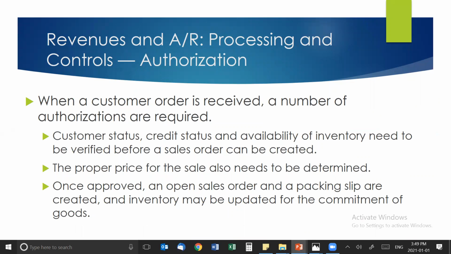So just kind of going through each of the processes and what kind of controls companies should have in place when they're going through the revenue cycle. When a customer order is received, there should be a number of authorizations required. You could look at the customer status, the credit status. Is there availability of inventory? Does the availability of inventory need to be verified before a sales order can be created? So if someone's ordering something, does somebody have to approve that there is inventory available before the sale can go through?